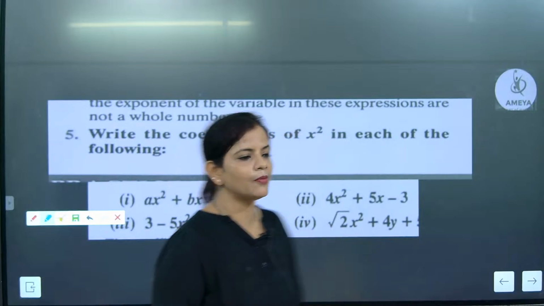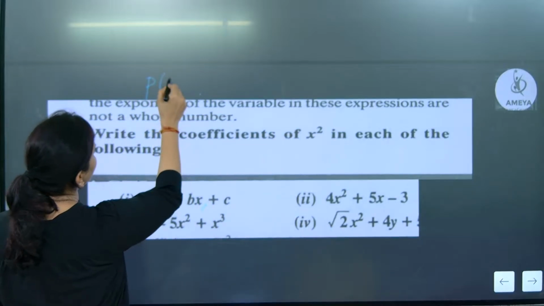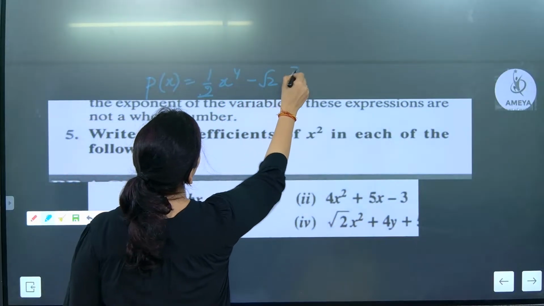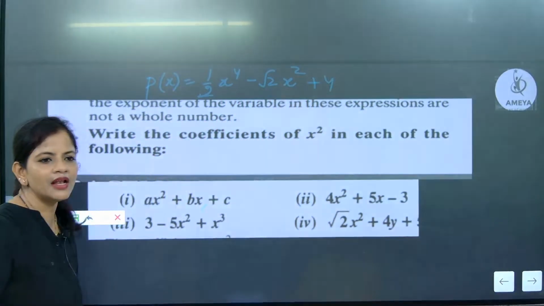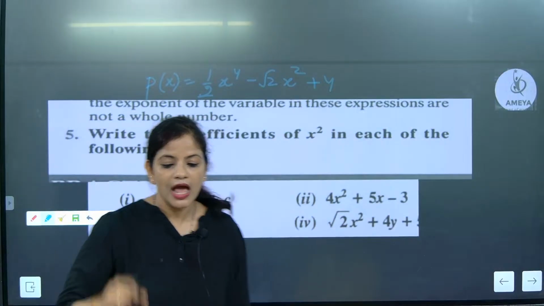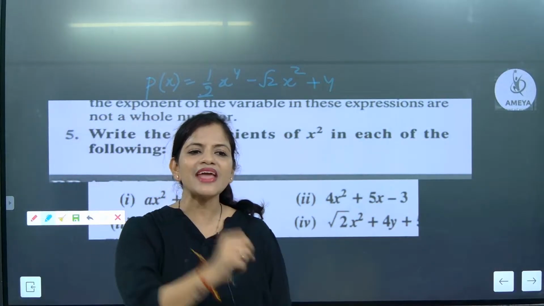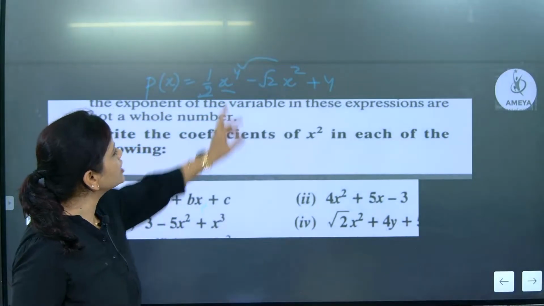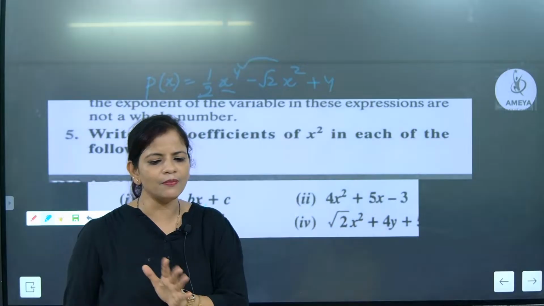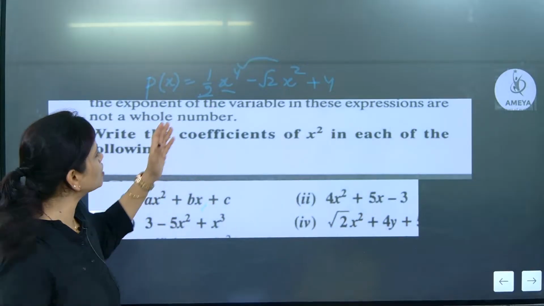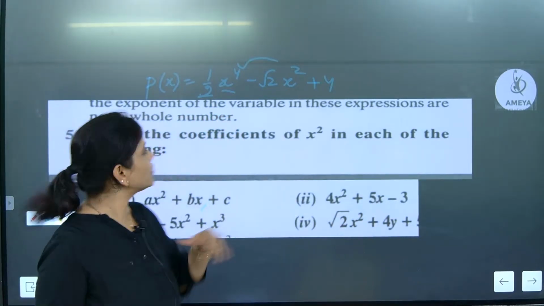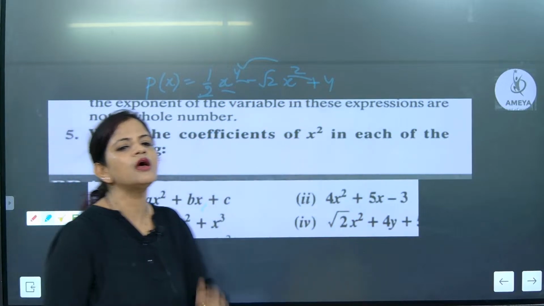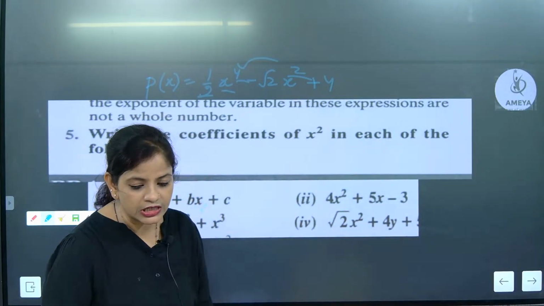One more example, let's check this one out. P of x is equal to 1 by 2 x to the power 4 minus root 2 x square plus 4. Is it a polynomial? Yes, it is a polynomial. What makes it a polynomial? Because x to the power 4 is there. X to the power 4 means whole numbers are there. If it is a whole number, it is not going to make any trouble for us, correct? Here x to the power 4 and x to the power 2 make it a polynomial. I hope you have understood this part.